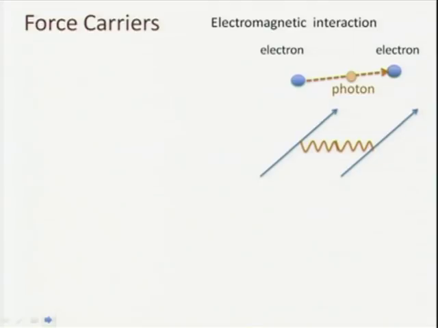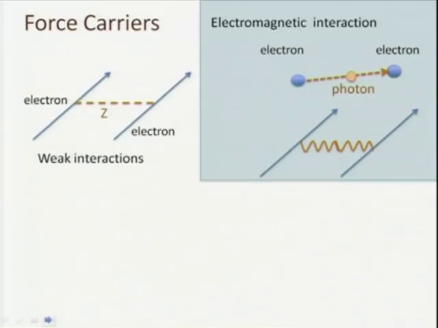Diagrammatically, I can represent one electron by an arrow, the other electron by another blue arrow, and the exchanged photon by a wavy line, the orange wavy line. So, this picture represents the electromagnetic interaction between two electrons. We can say in some sense that the photons are the carriers of electromagnetic interaction.